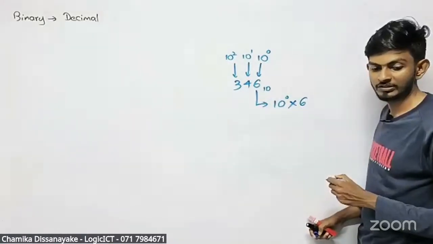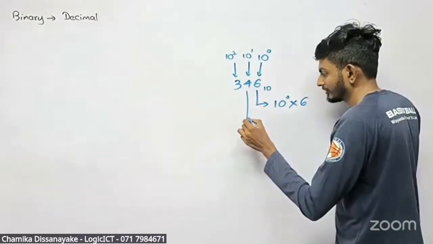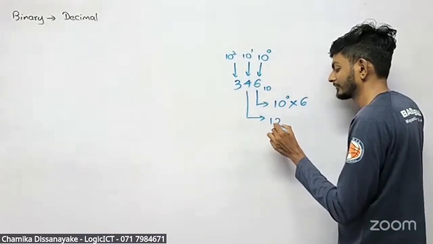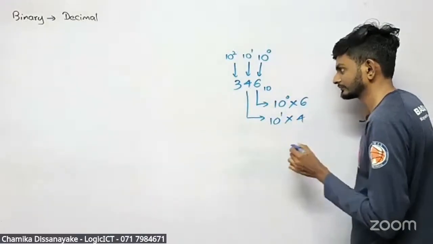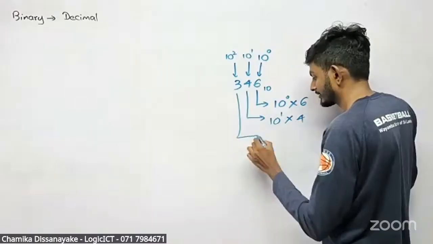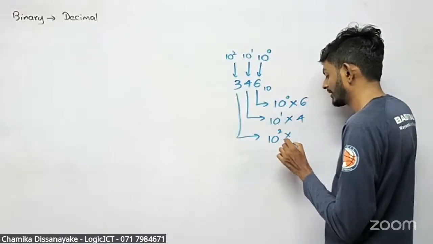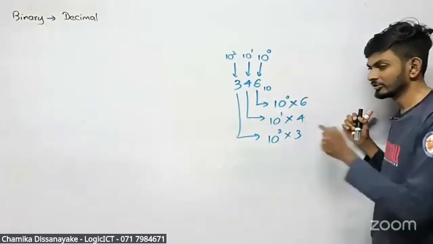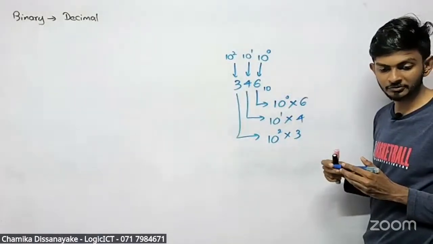Value is 6. Then when we move to the second one, the weighting factor is 10 to the power 1, multiplied by 4. In this case, 10 to the power 2 multiplied by 3. Those are the calculations now. Did you get this part? Is this okay?